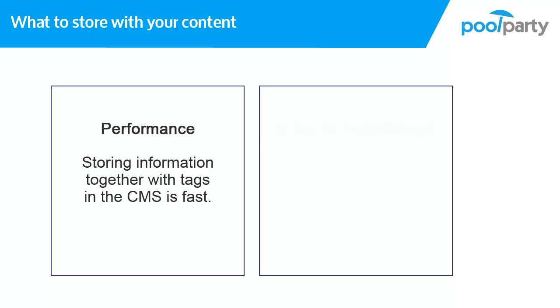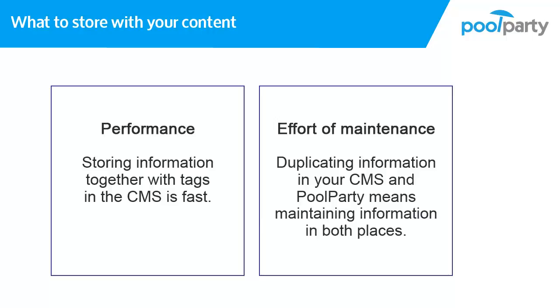The second consideration is effort of maintenance. If you choose to duplicate information in both your content management system and PoolParty, you will also have to maintain this information in both places, which is more costly than only maintaining it in one place. In the end, the decision of which information you would like to store together with the tagging information in your content management system has to be taken with the end application in mind.